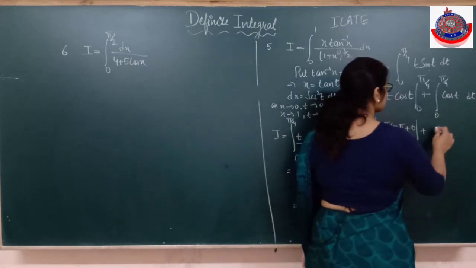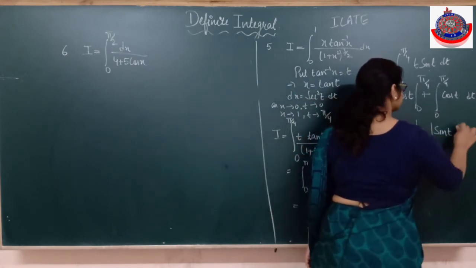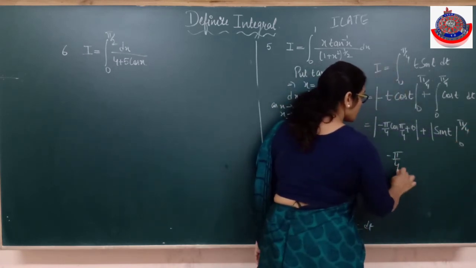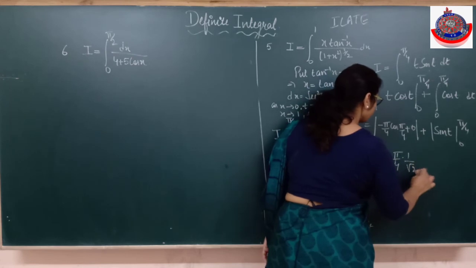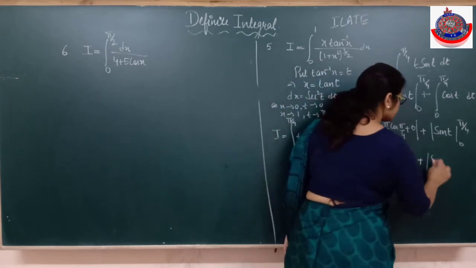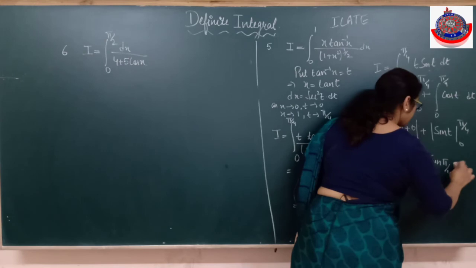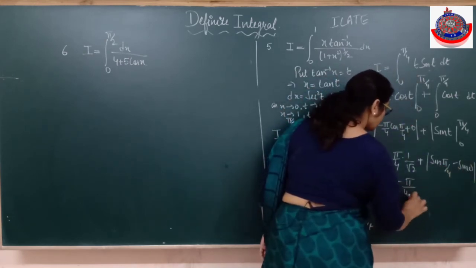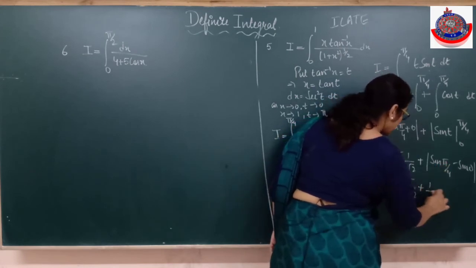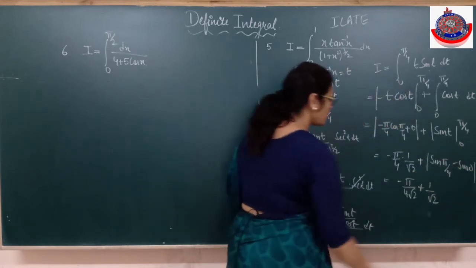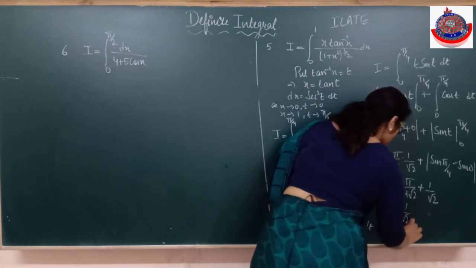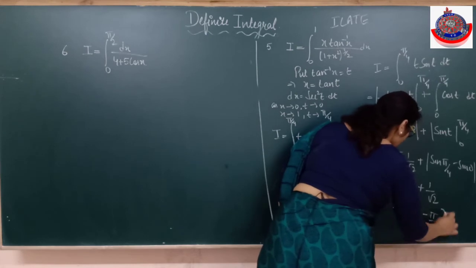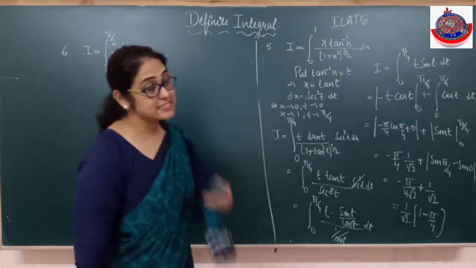Now integration of cos. We know that is sin t, from 0 to pi by 4. Put the values. What is cos pi by 4? 1 by root 2. Upper limit minus lower limit. What is sin pi by 4? That is 1 by root 2, and sin 0 is 0. So I can take this root 2 out. It will be written as 1 minus pi by 4. LCM you want, you can take LCM also.